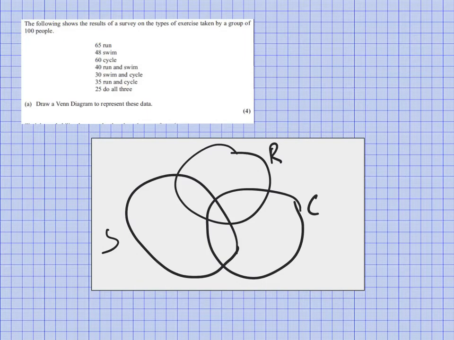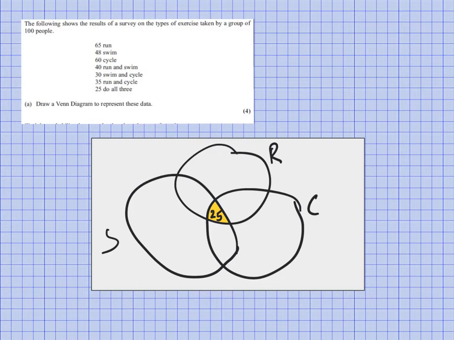Just in terms of the writing things in, let's start at the bottom of our list of information. In order to fill this in, we need to recognize what each section is. The center section is the overlap of all 3. There are 25 people who do that, as shaded there. So let's try and write that in. 25. Oh, I'm very impressed with my writing skills.